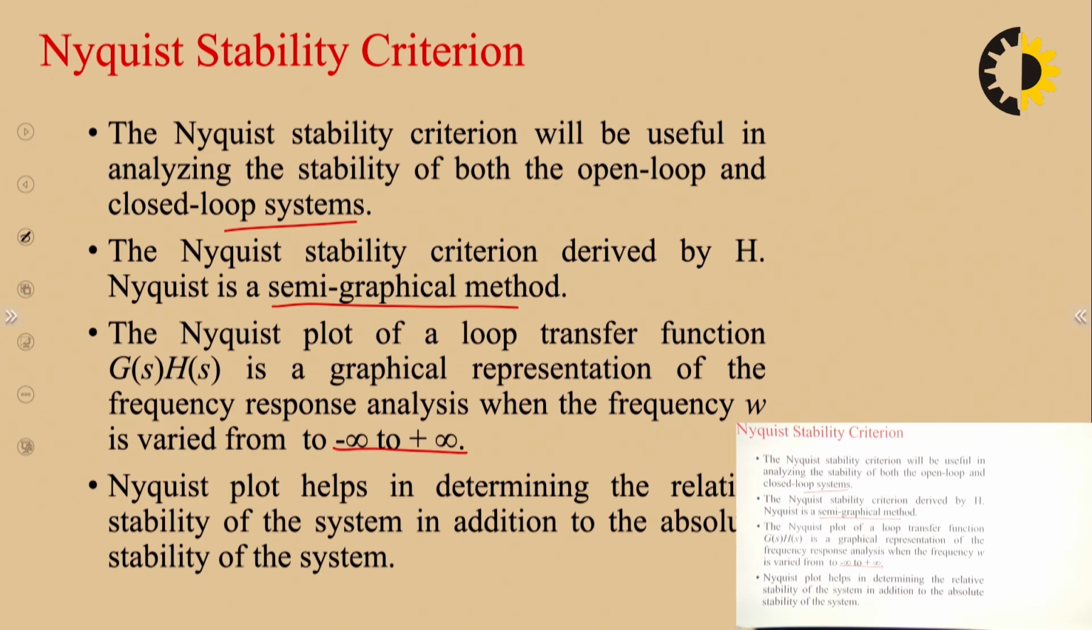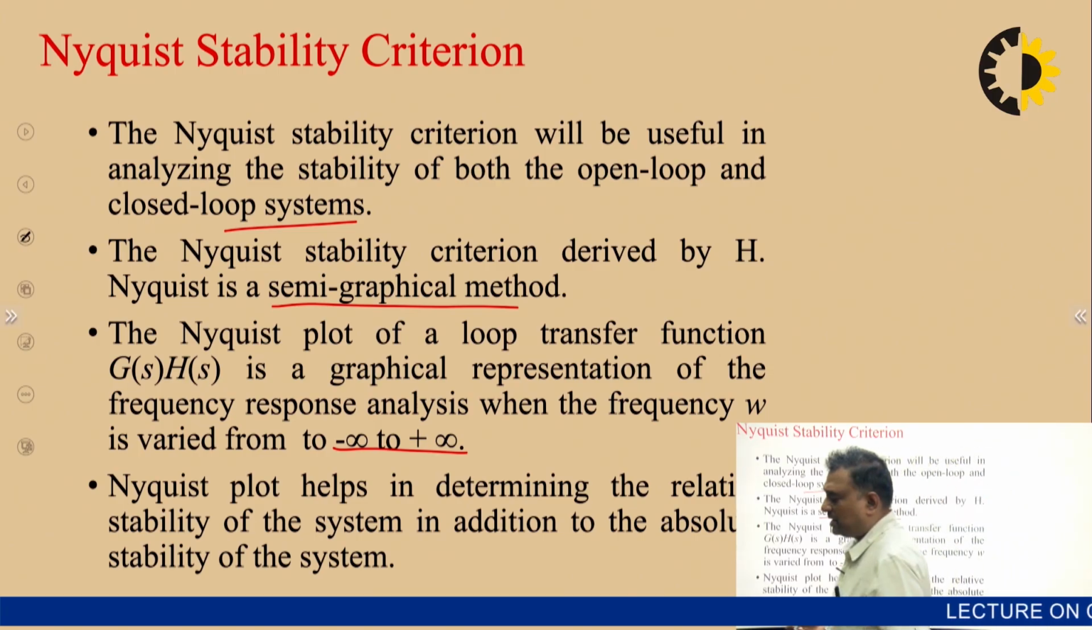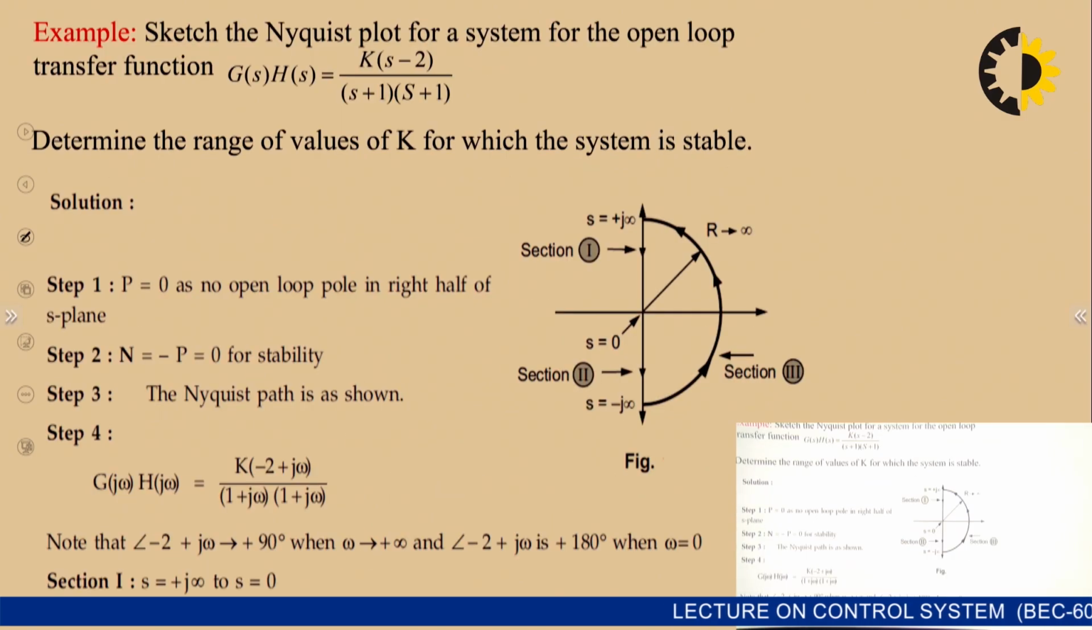So Nyquist plot helps in determining the relative stability of the system in addition to the absolute stability of the system. Absolute stability simply tells us whether the given system is stable or not, and relative stability tells us to what extent our system is stable. Okay. So now we will see this from a numerical.